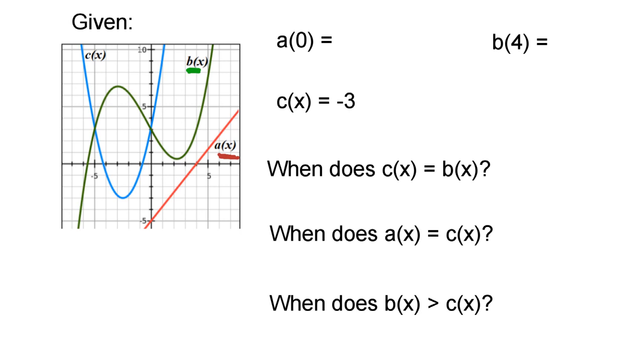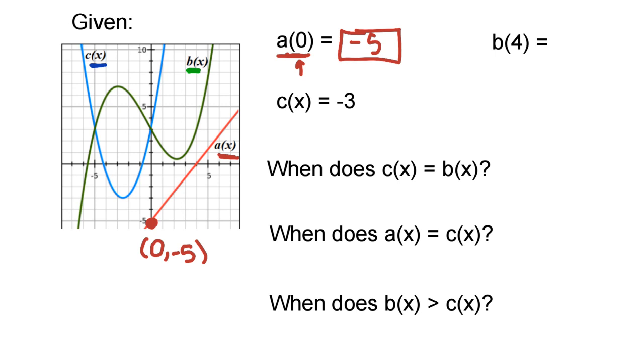B of x is the green function, and C of x is the blue function. So the reason why I want to talk about these all together is if it says A of 0 right here, that means that we're going to input 0, but we're only inputting it into the A function. So the only one we care about is the red, not the blue or green. So I'm going to see where I have an output of 0 right here. So when you input 0, the y value is -5. So when you input 0, you get back -5.